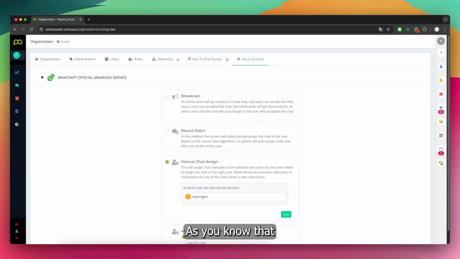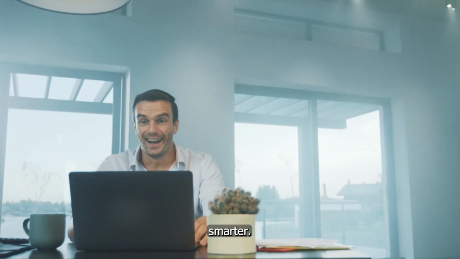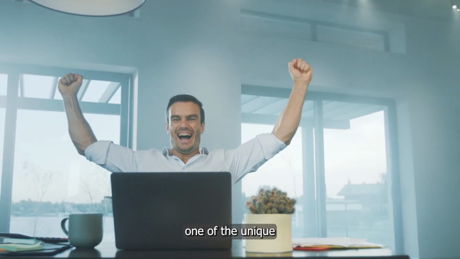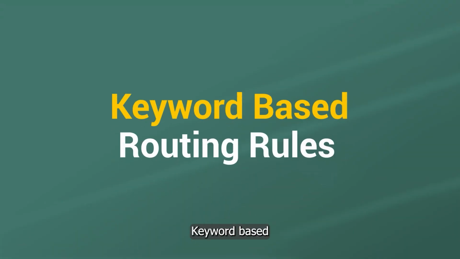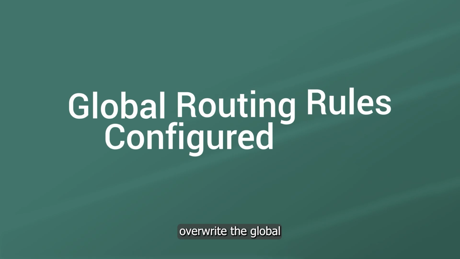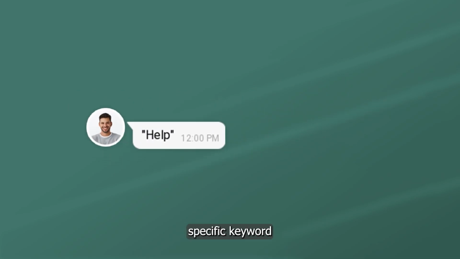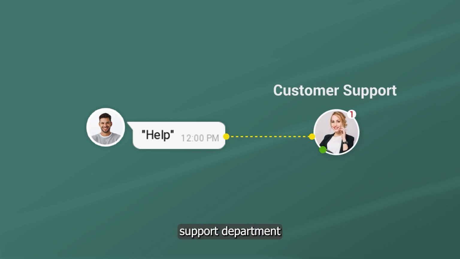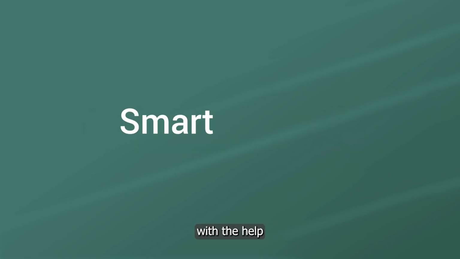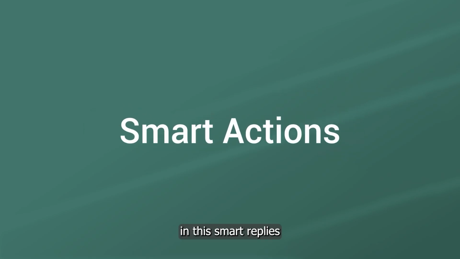As you know, Picky Assist is all about working smarter, and here comes one of the unique routing rules called keyword based routing rules, where you can override the global routing rules configured here. For example, when a customer sends a specific keyword like help, we can assign the chat to the support department. You can set up this routing rule with the help of smart actions in the smart replies.